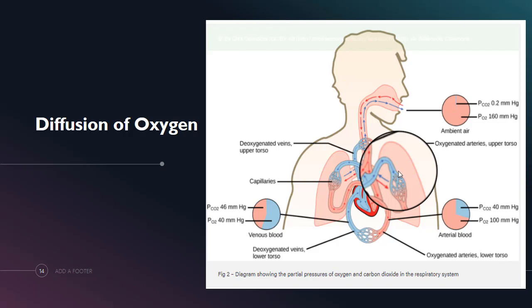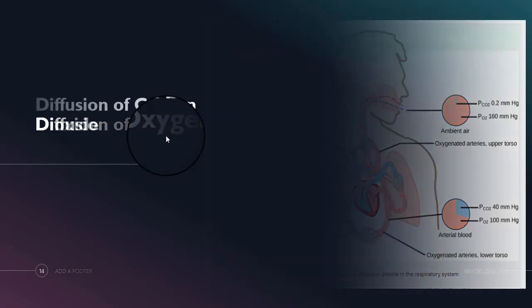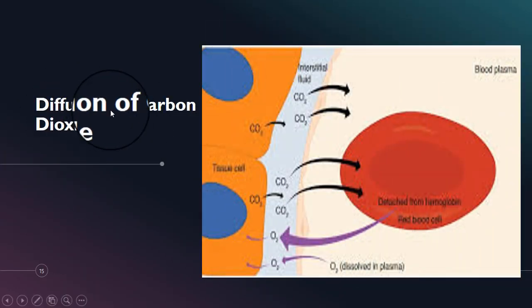However, diffusion of oxygen is complete within half a second of the blood cells arriving in the capillary, which means that exercise is not limited by gas exchange. So this was all about the diffusion of oxygen. Now we'll talk about the diffusion of carbon dioxide. So let's talk about this in an elaborated manner.